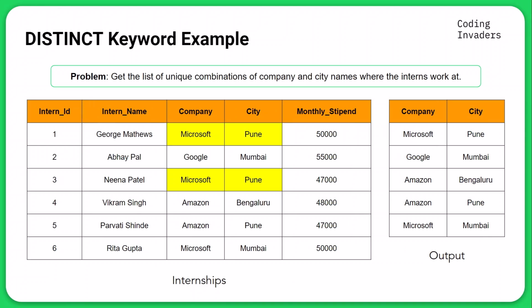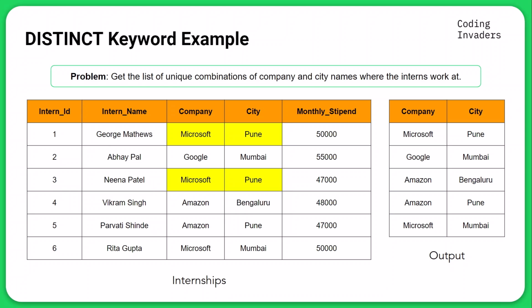Hope you got it right. The output is as shown on the right. If you see, the combination Microsoft and Pune is repeated, hence it only has to be shown once in the output because the command is distinct. The other combinations, Google Mumbai, Amazon Bangalore, Amazon Pune and Microsoft Mumbai, are all distinct entries. They only show up once in the internship table as well. Hence, they are in the output too.